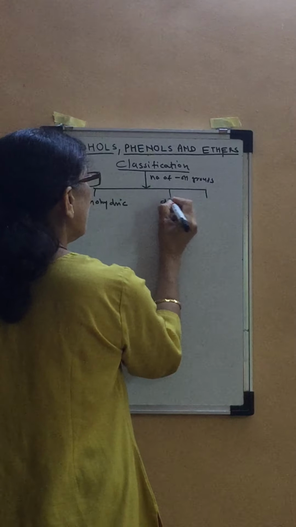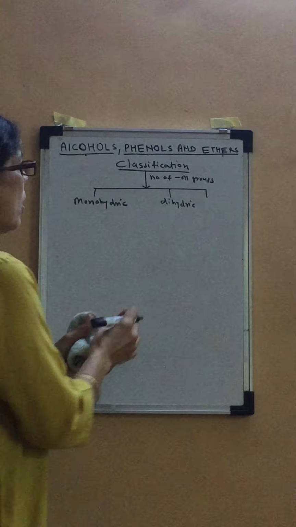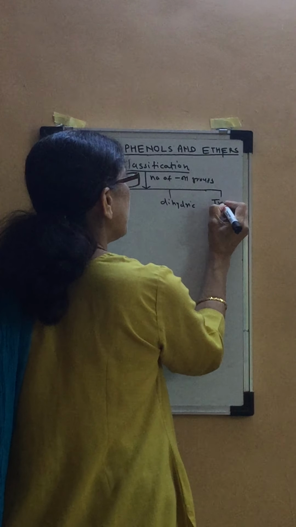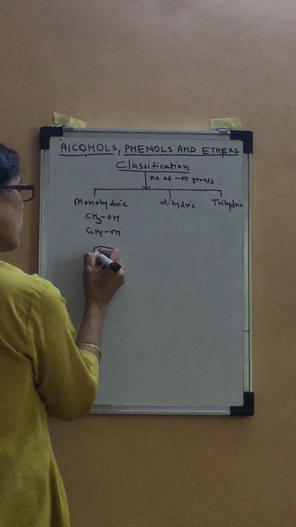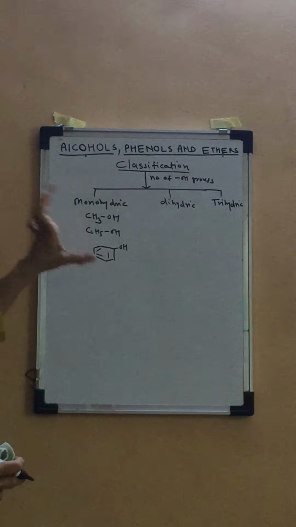Under that we can have dihydric alcohols or dihydric phenols, and we can also have trihydric alcohols or trihydric phenols. So monohydric alcohols: just now we have seen examples. CH3OH having only one OH group, C2H5OH, isn't it. In phenols, only one hydrogen atom is substituted by OH group, that becomes monohydric phenol.